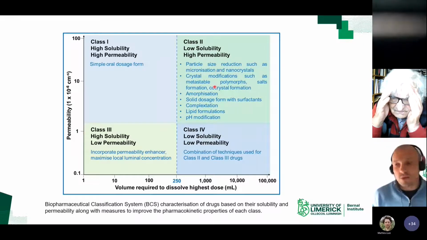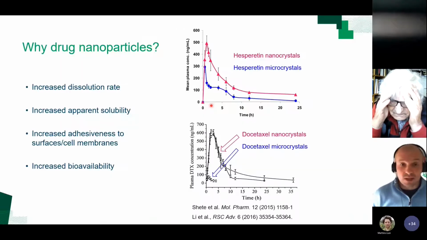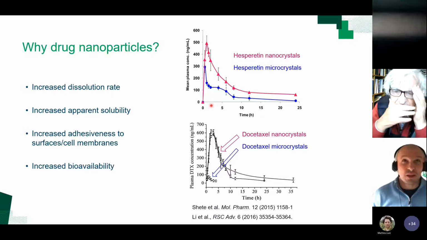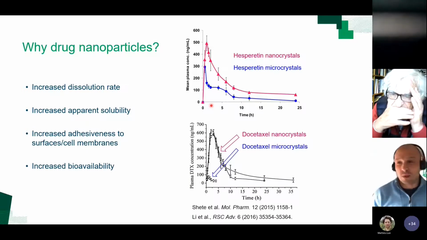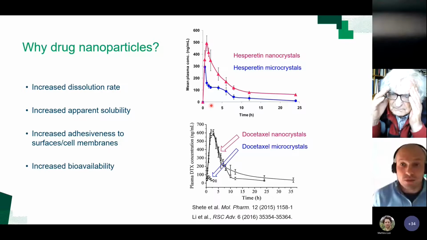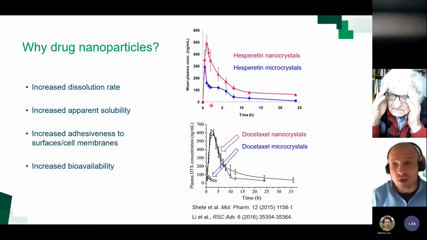rate of the drugs. And then for class 4 drugs, it's even worse because those drugs are poorly soluble and poorly permeable. So certainly most of those techniques are used there. But certainly in regards to particle size reduction is very important. And particularly if the drug is very, very poorly soluble, one might consider producing nanoparticles of those drugs, because nanoparticles will have an increased surface area, and that will impact on the dissolution rate.